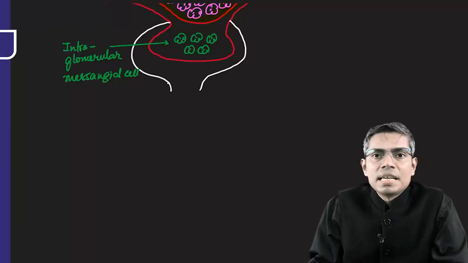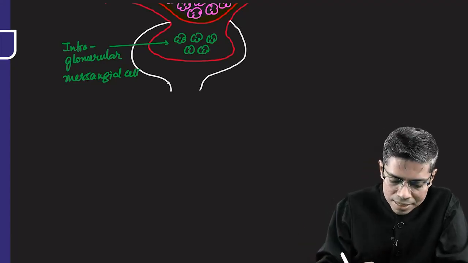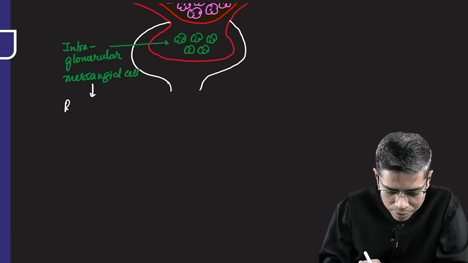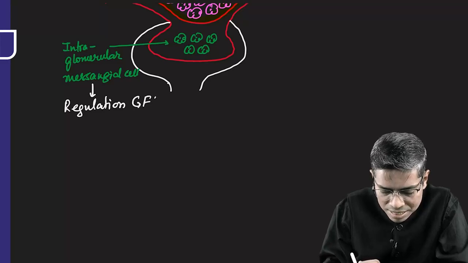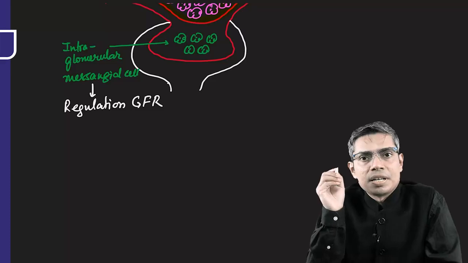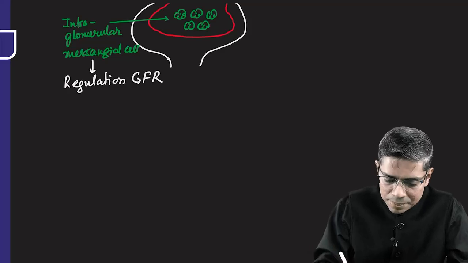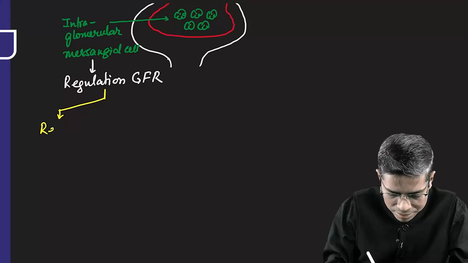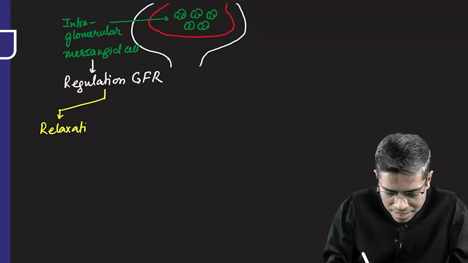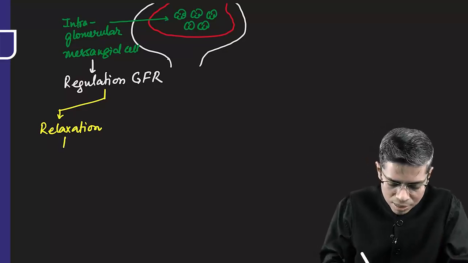So what is the function of these intraglomerular mesangial cells which are located in between the glomerular capillaries? They are responsible for regulation of GFR, glomerular filtration rate. They have a certain role in regulation of the GFR. How do they regulate the GFR? If there is relaxation of these intraglomerular mesangial cells, then what will happen?